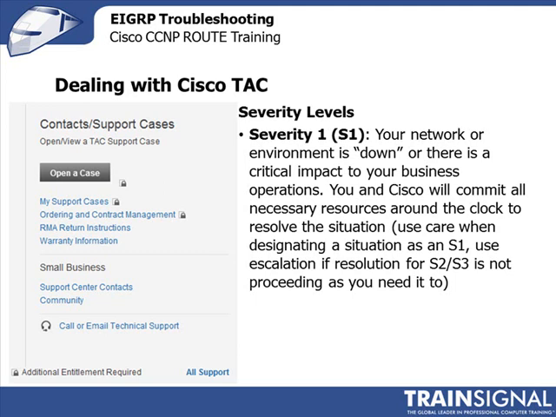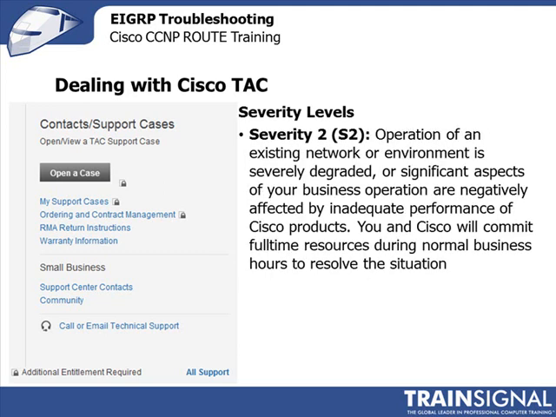But if it's not truly a network down emergency, then you're probably better off not using that, because it can just create all sorts of issues. You don't want to be the network engineer that cried wolf, so to speak. So use the escalation process for an S2 or S3 if it's not proceeding as you want to. So that's an understanding of severity 1.